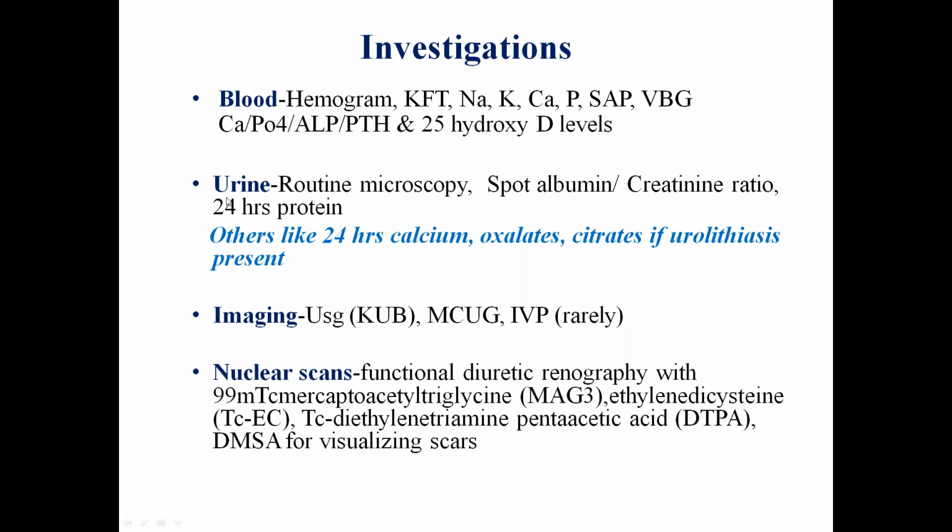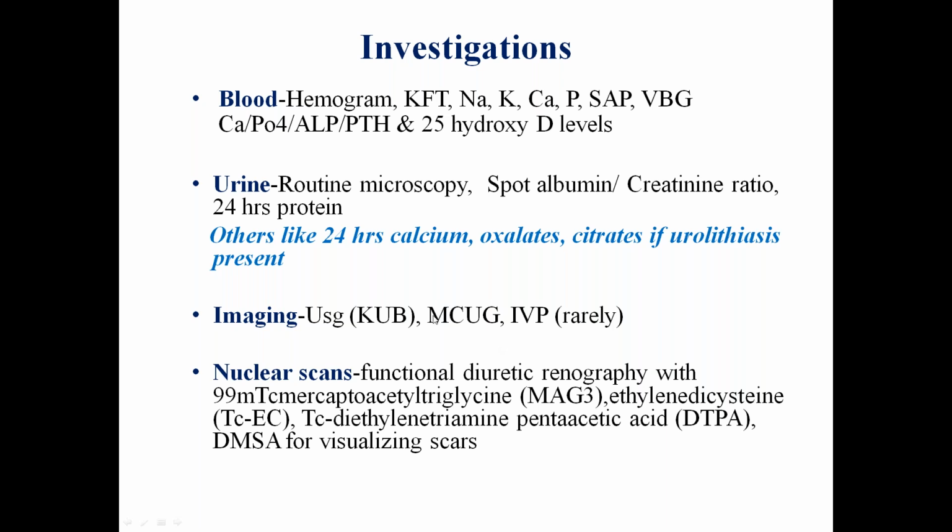And for quantification of proteinuria, it has to be either a 24 hours protein estimation or a spot albumin creatinine ratio. Other parameters like 24 hours calcium, oxalates, citrates are only required if there is urolithiasis. Now, amongst the imaging, the most important imaging in a child of CKD is probably an ultrasound abdomen, which gives us enough idea of the underlying abnormalities.